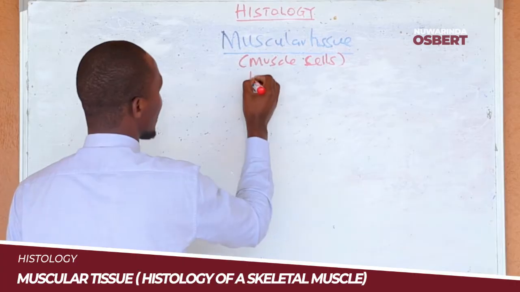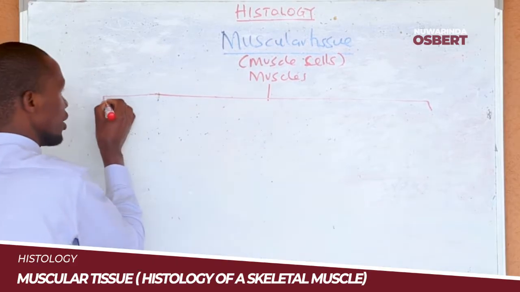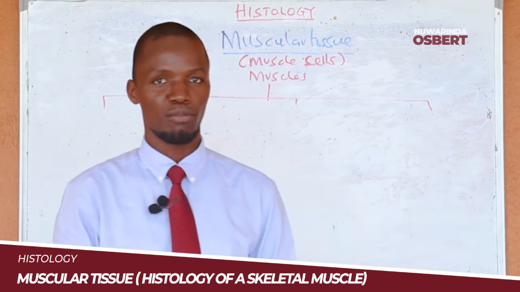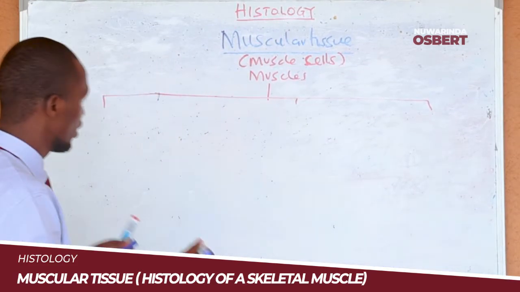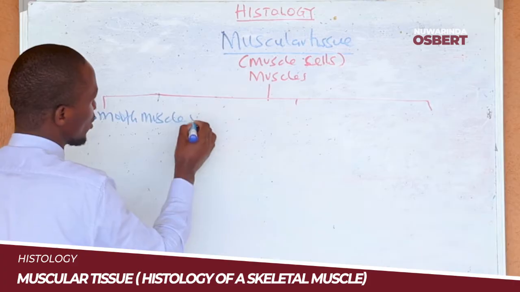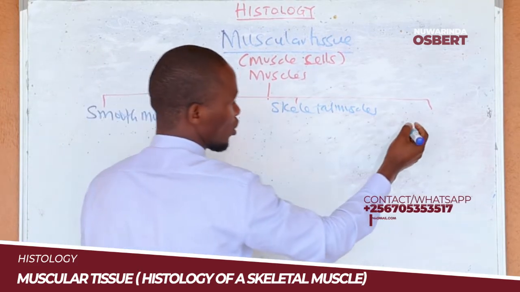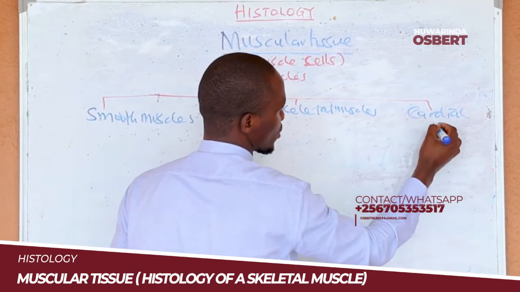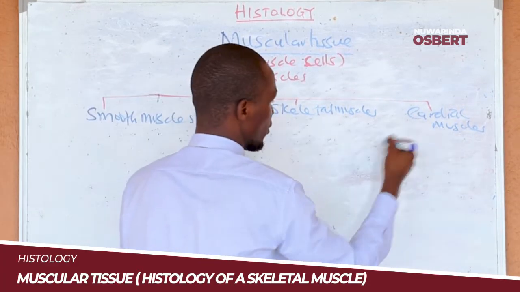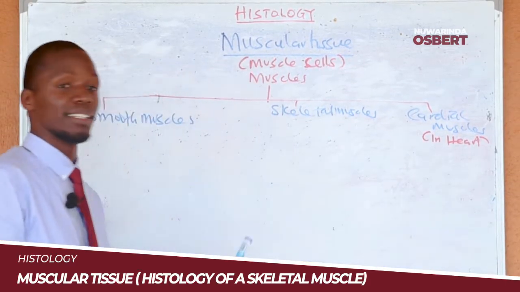Now, in as far as muscles are concerned, we have got three types of muscles, depending on some characteristics and depending on where they are found. What are these three types of muscles? One, we have got what we call smooth muscles. We have got what we call skeletal muscles. We have also got what we call cardiac muscles. From the way you hear the name, cardiac muscles are muscles within the heart.